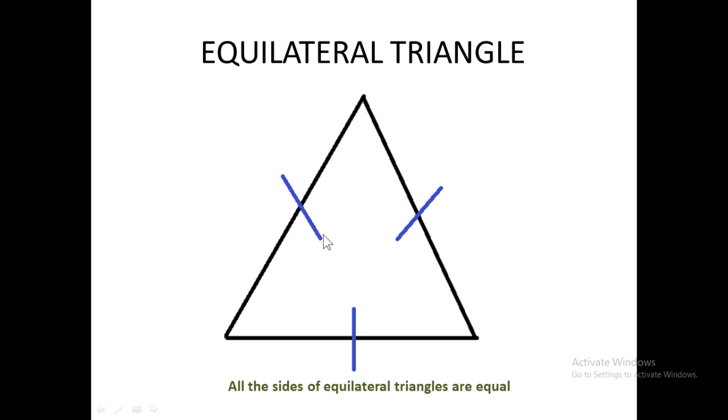That's why you're having one stripe on all of them. This side is equal to this side, and it's equal to this side as well. So all the three sides are equal. That's why you're having one stripe on each of the sides. So that's an example of an equilateral triangle.